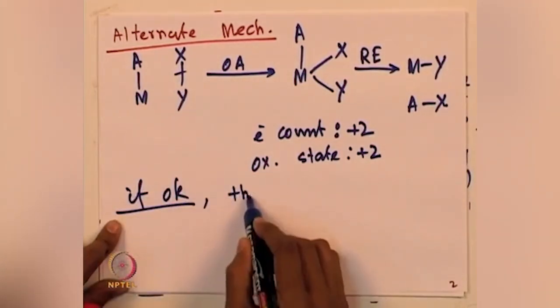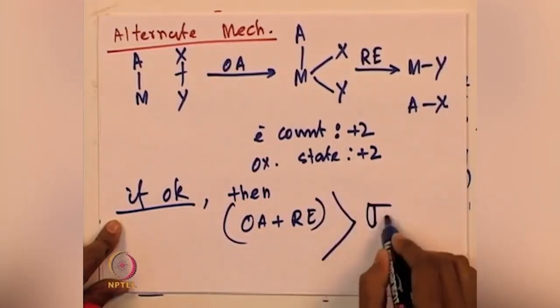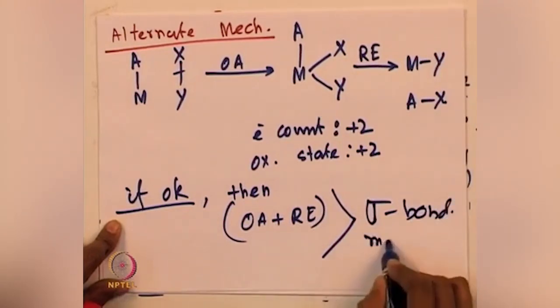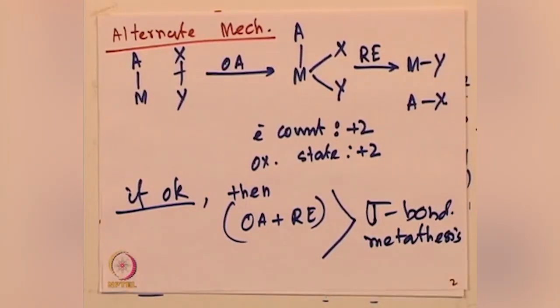If possible, oxidative addition plus reductive elimination is going to be more preferred than sigma bond metathesis. That is the most important thing to understand: most often we see a sequence of oxidative addition and reductive elimination. Of course, both of them can give you exactly the same compound. And most often oxidative addition and reductive elimination is the energetically favorable or preferred pathway compared to sigma bond metathesis. But there are situations where the oxidative addition reductive elimination sequence is not likely, and therefore sigma bond metathesis is the only pathway.